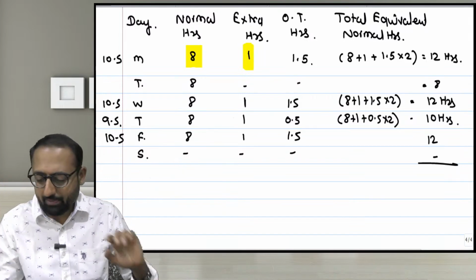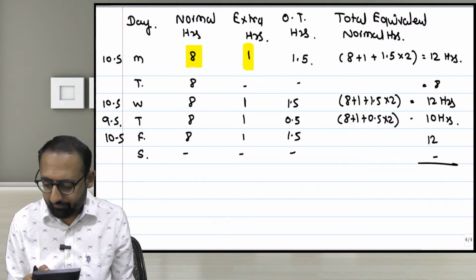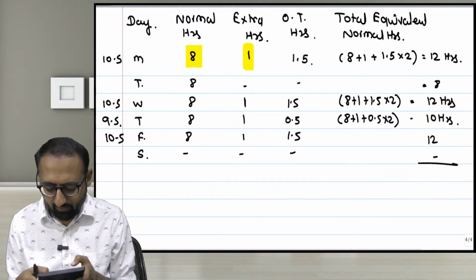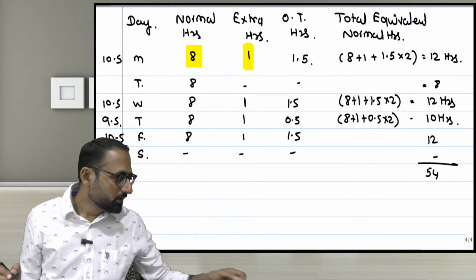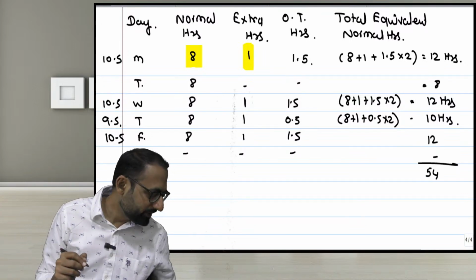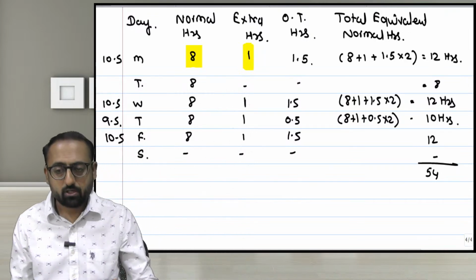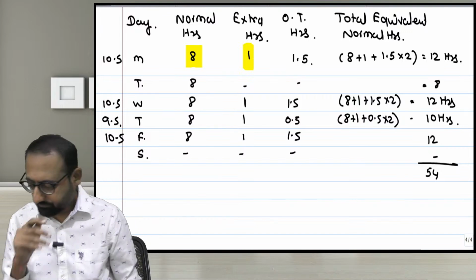Dearness allowance is also applicable on these hours. So correct me if I'm wrong: 12 plus 8 plus 12 plus 10 plus 12, that is 54. Yes, Prabhu, your answer will be 54. I hope everyone is clear with this. So only one concern is there.